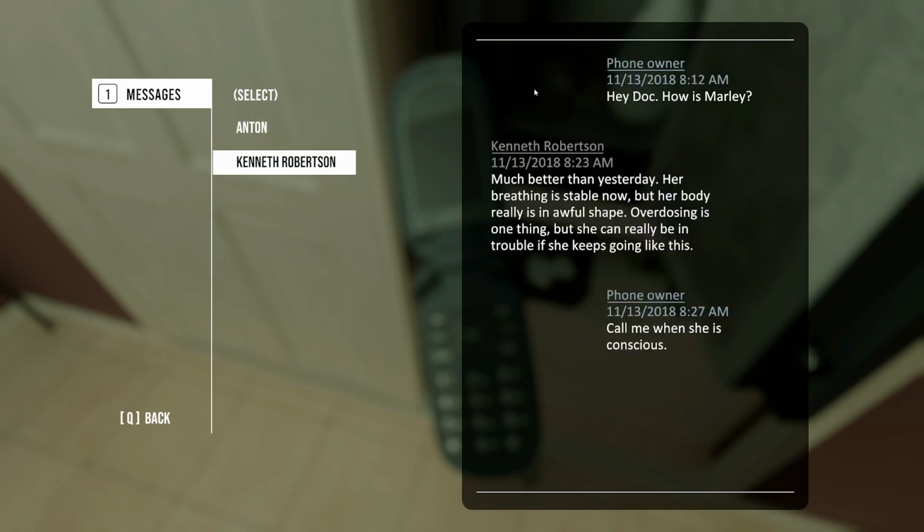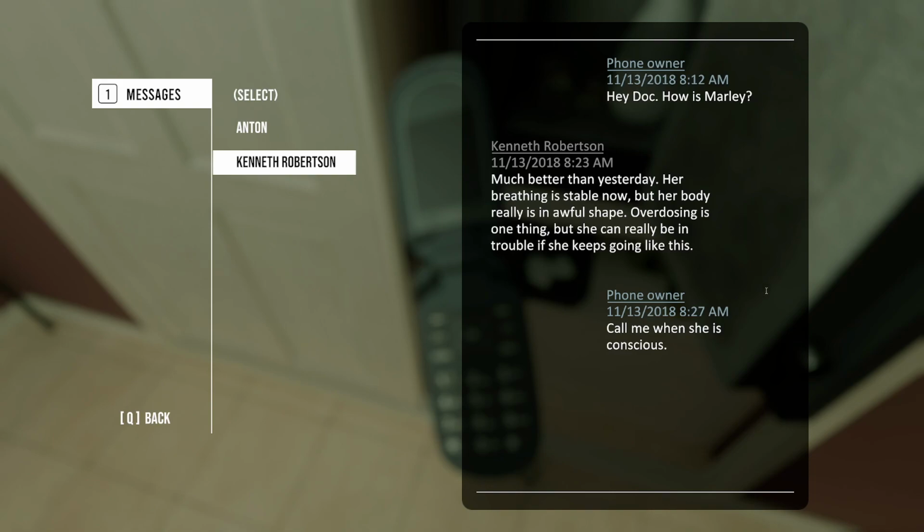So I'm fairly certain this is Philip's phone. Hey, Doug, how is Molly? That's 13th of November. Much better than yesterday. Her breathing is stable now, but her body really is in awful shape. Overdosing is one thing, but she can really be in trouble if she keeps going like this. Call me when she is conscious.